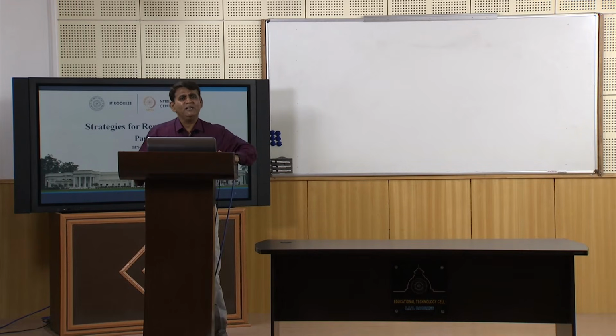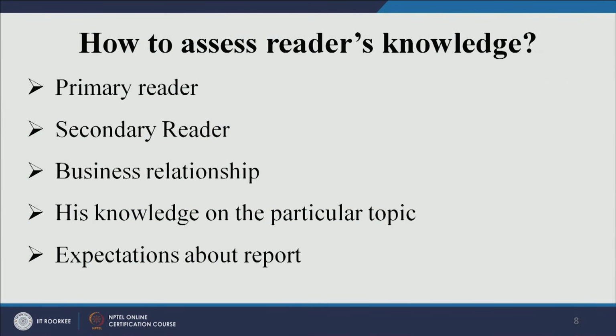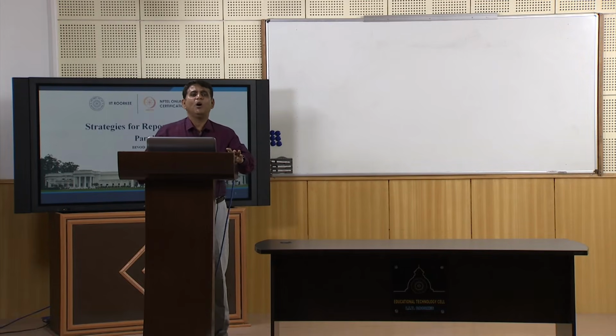There can be different categories of readers. First is the primary reader. The primary reader naturally will be your boss who has assigned you the task of report writing. The secondary reader may be somebody else. Then there may be readers outside the organization with whom you have a business relationship, and they have expertise or some amount of knowledge on that aspect. Any person who is unaware of a particular problem, his reactions to your report may be different, and not only the reactions but the expectations also vary.